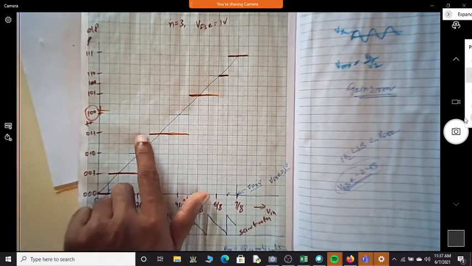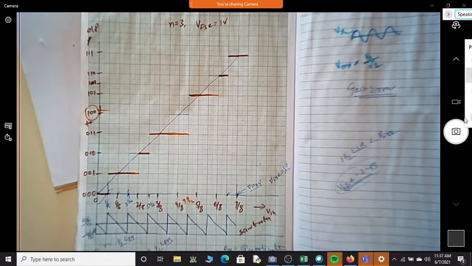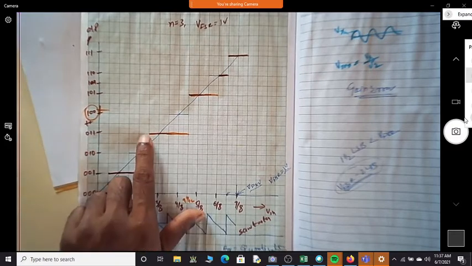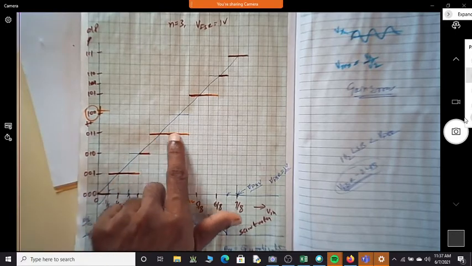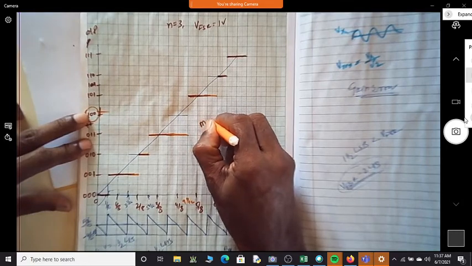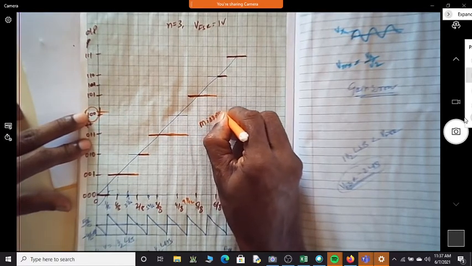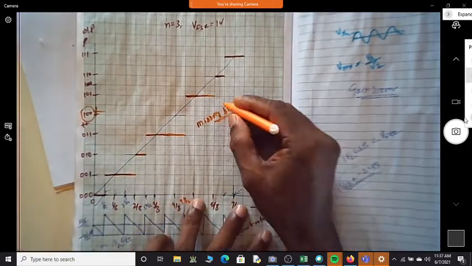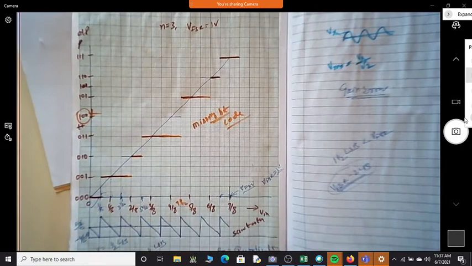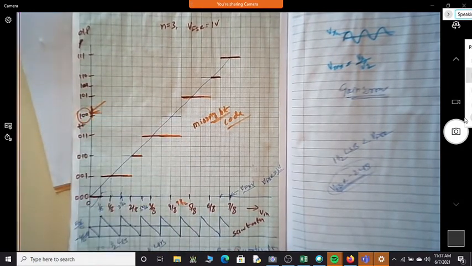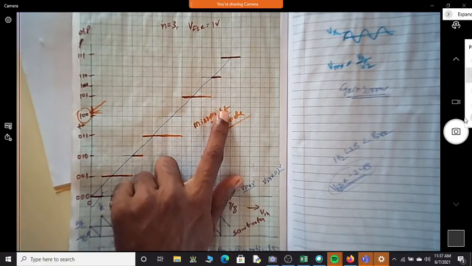Why it is missing is because of this error in your output sensitivity. Since your ADC is sensitive, it is giving the same output bit for all these voltages. So you are actually getting a missing bit. Can you see there is a missing code happening? What is the missing code now? You are not getting this code at all.